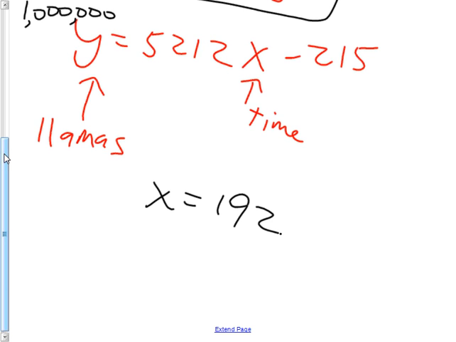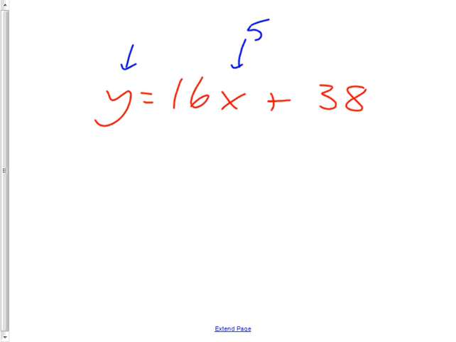Okay, so let's say I give you one more, and here's the equation. y equals 16x plus 38. And let's say that's the number of, I don't know, geckos that are at the zoo. Now, if I gave you a time, where would you put it? x. So let's say I said on day 5, I want to know how many geckos are at the zoo. You'd go, okay, 5. I have to put it either here or here, and a 5 is a time. Day 5, I'm going to put it there. So I go y equals 16 times 5 plus 38. That'll tell me how many geckos are at the zoo.